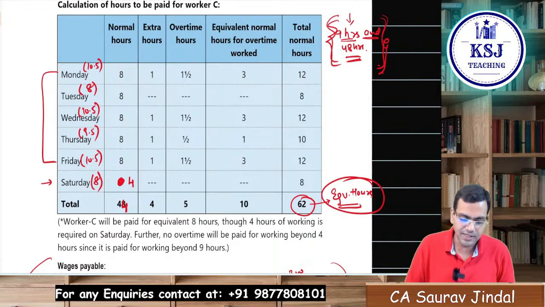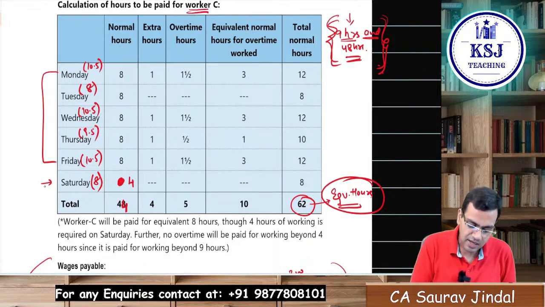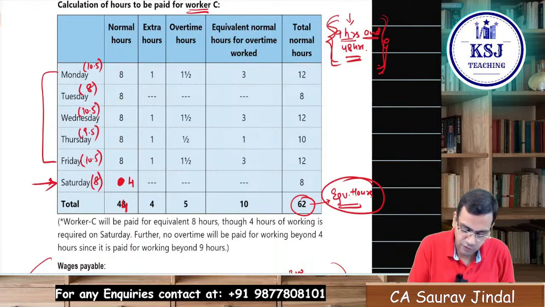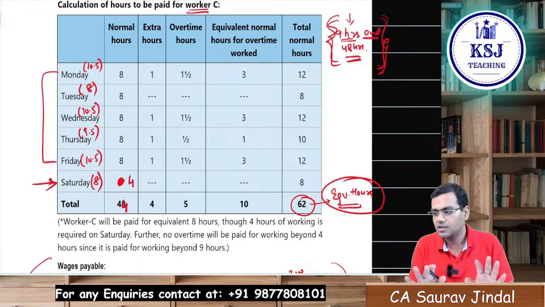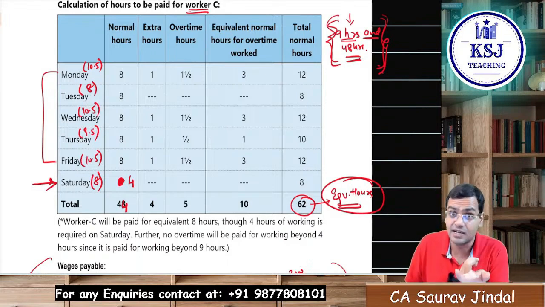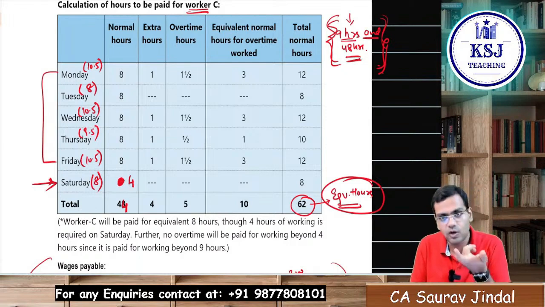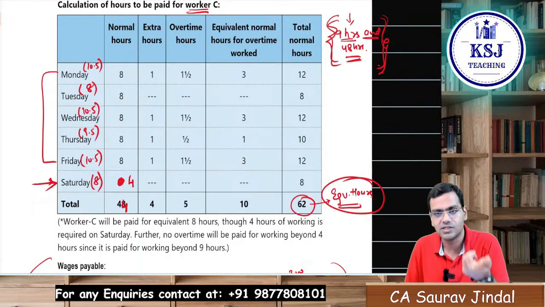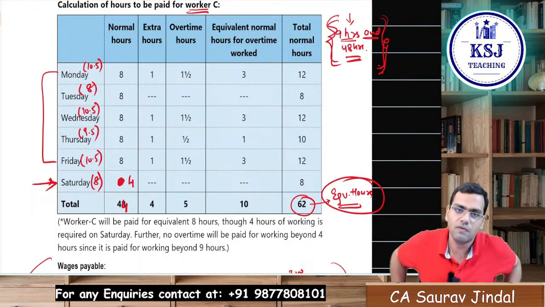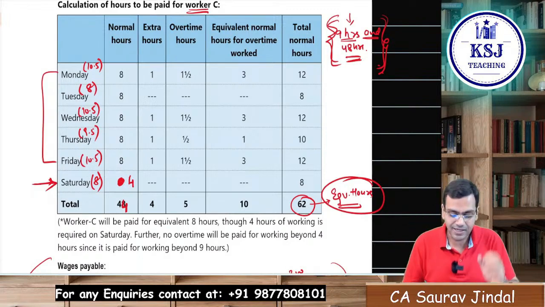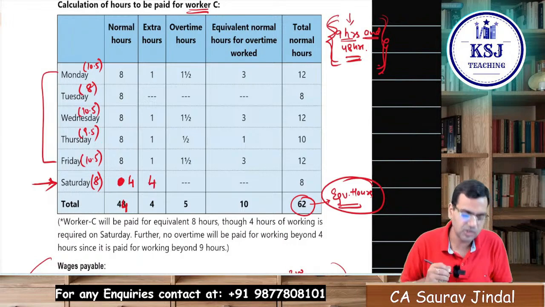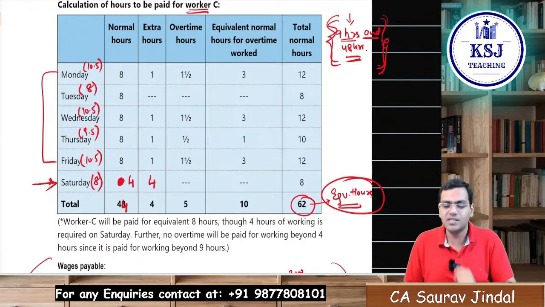So my question is, in case of worker C and Saturday, what will you do? He is working for 4 hours, that is the normal hours, right? The remaining 4 hours, because you have to pay him for 8 hours. The remaining 4 hours, should it be extra or overtime? It should be extra hours. Why should it be extra hours? The reason is very simple.